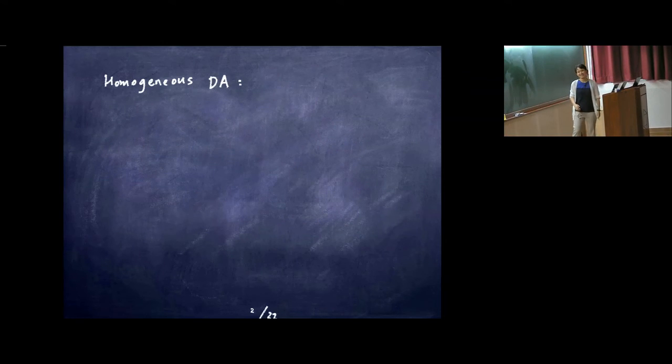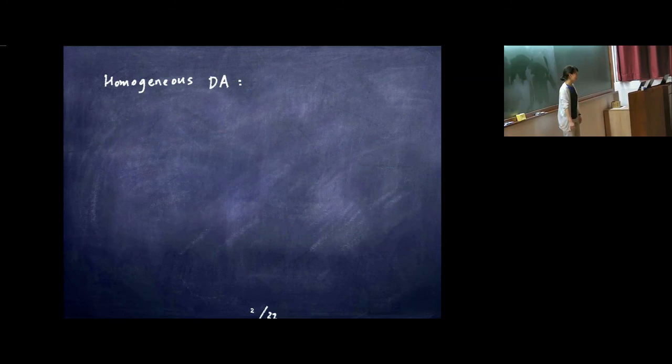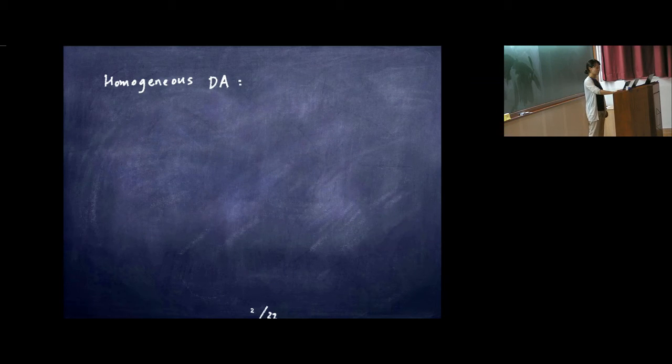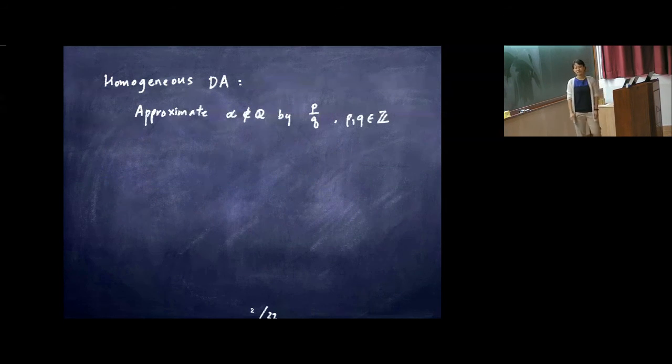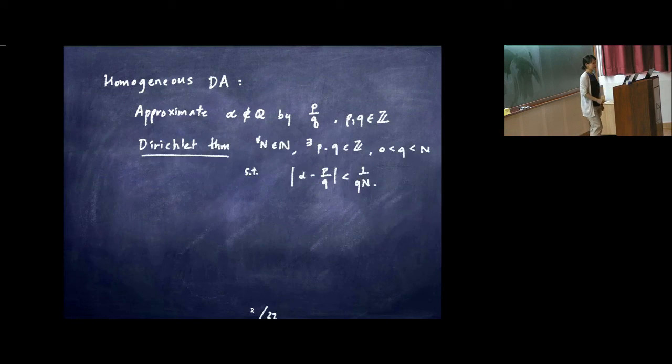But let me start from the beginning. So we all saw this week that in homogeneous dynamics, we want to approximate an irrational number by rationals. For example, Dirichlet's theorem says that for every natural number n, there exist p and q with q less than n, such that |alpha minus p over q|, where alpha is the irrational number that we want to approximate, minus the rational number, is less than 1 over qn. And if you multiply everything by q, then you'll have the next inequality.